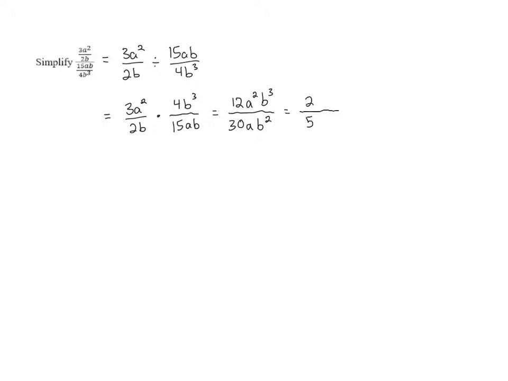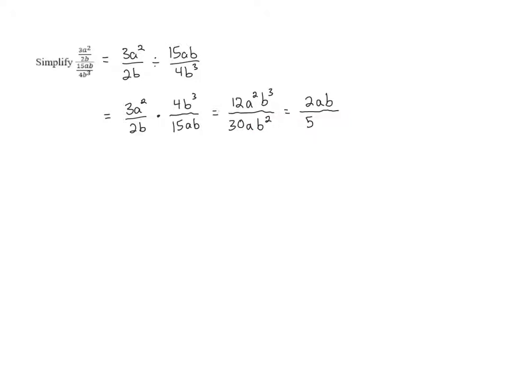If we look at the a's, one of the a's in the top will cancel with the a in the bottom. That leaves us with a single a in the top. And the same thing happens with the b's. We've got one b left over in the top because there's a b squared that cancels in the top and bottom. Another way to think about this is that when we have a quotient of 2 powers of the same base, we subtract the exponents.